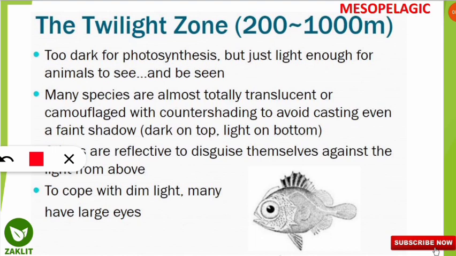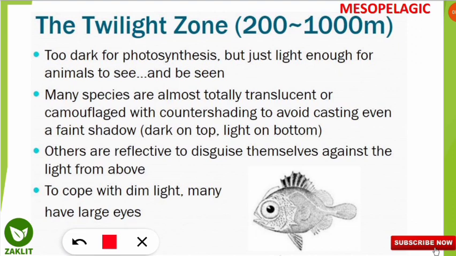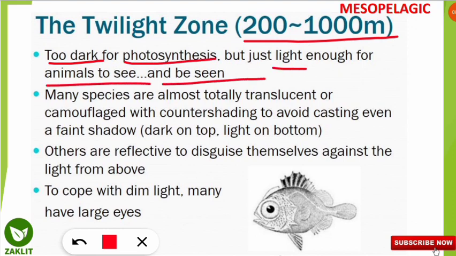So this twilight zone is the mesopelagic zone of the ocean, and it has a depth from 200 to 1000 meters, around 1 kilometer. It is too dark for photosynthesis but just light enough for the animals to see and be seen. So it is not that no light is present. The twilight zone has light, but not sufficient for photosynthesis, but enough for the animals to see their path and their small prey or small predators for the small organisms.